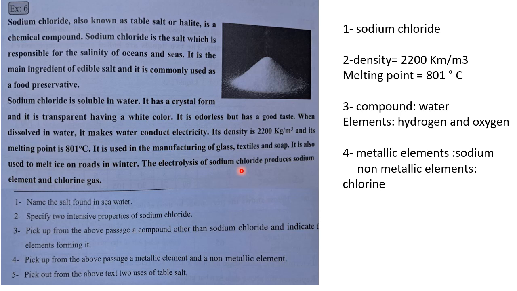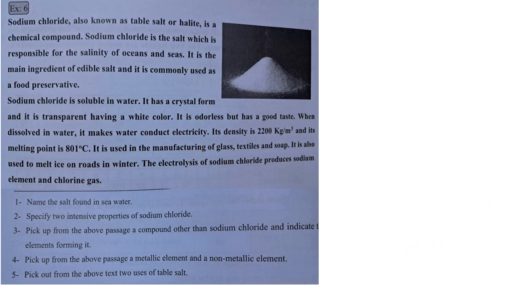Part 5. Pick out from the above text two uses of table salt. What are the uses of the table salt mentioned here? It's the main ingredient of edible salt and it is used as a food preservative. So it's edible and food preservative. And also in part 5, we can say that it is used in the manufacturing of the glass, textile, and soap. Sorry.